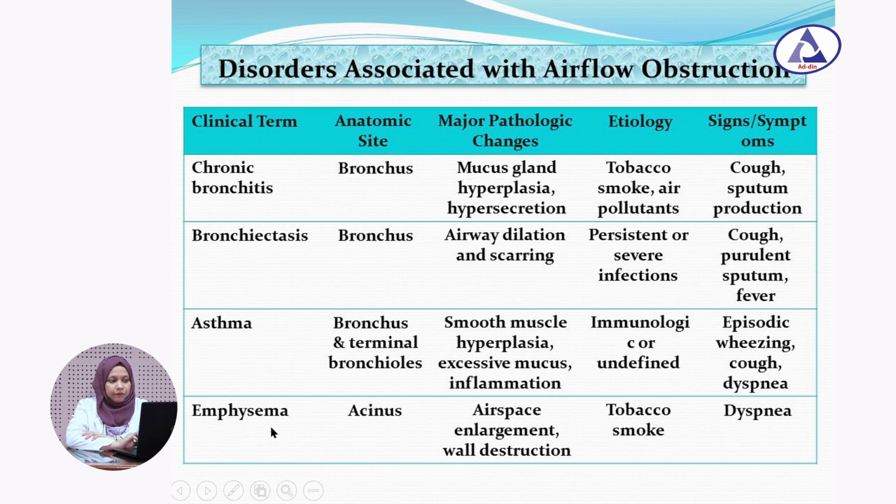Then emphysema. The site of involvement is acini. There will be airspace enlargement and destruction of the alveolar wall. The main etiology is tobacco smoke, and the main symptom is dyspnea.